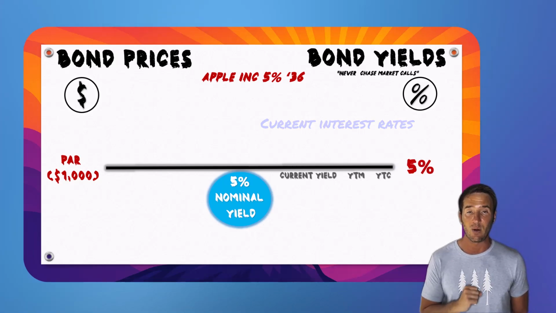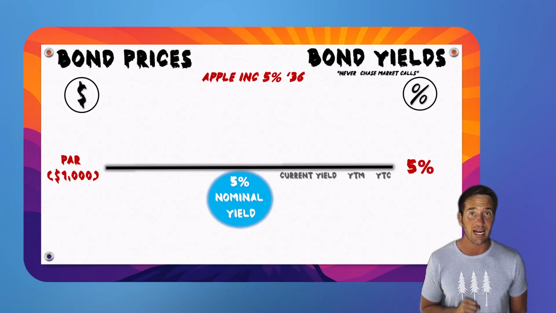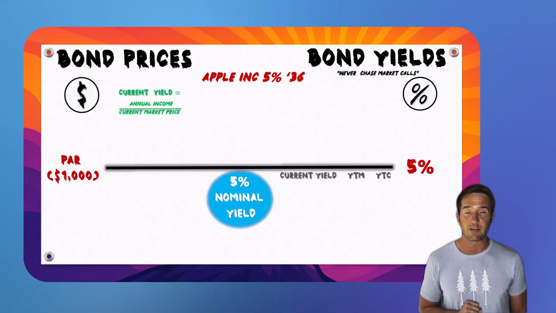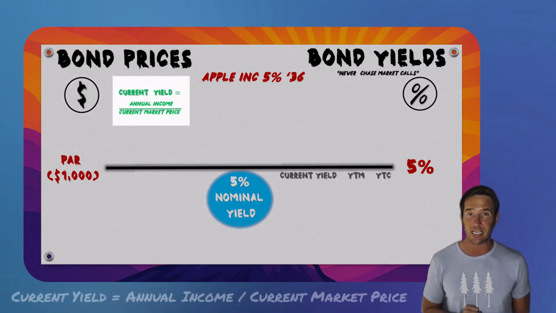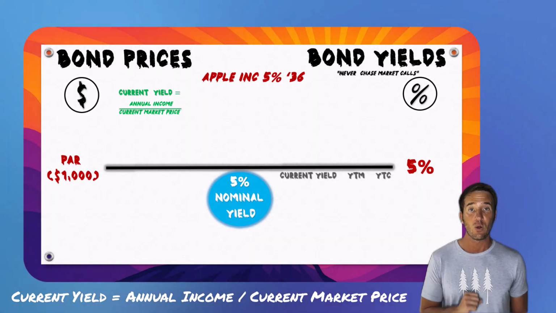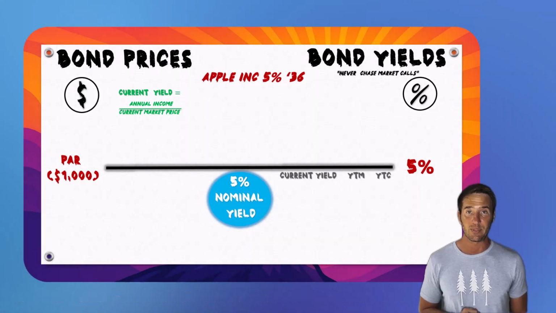Okay, now let's get into it. But before we do that, let me quickly introduce to you the formula for current yield because you may need to calculate this. The formula for current yield is annual income divided by current market price. All right, we will do an example to show you exactly what that means.